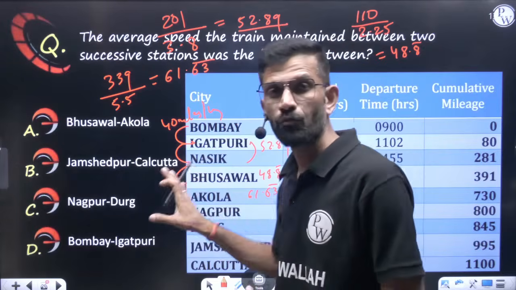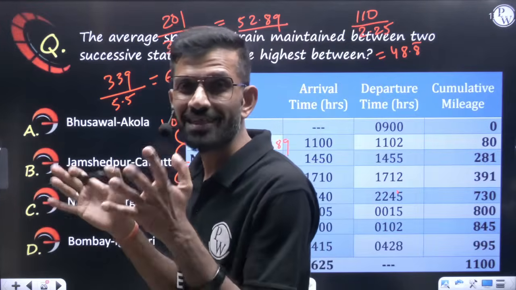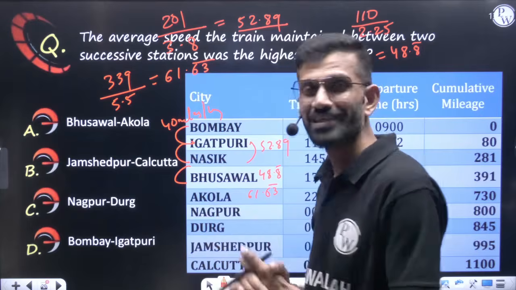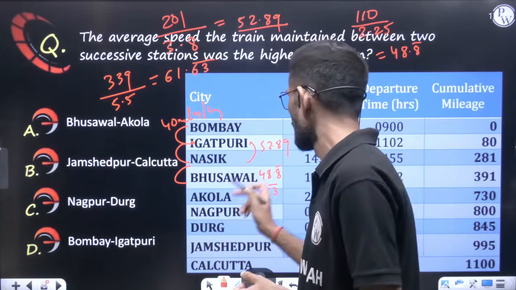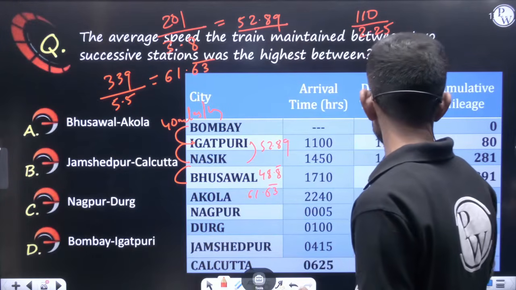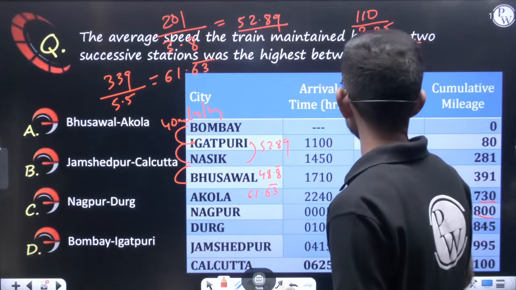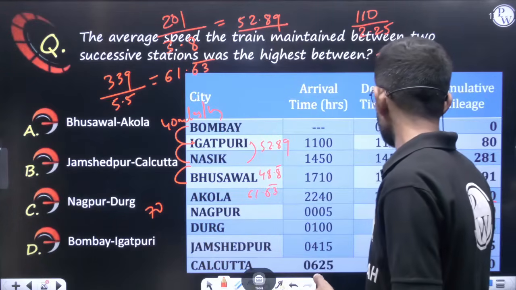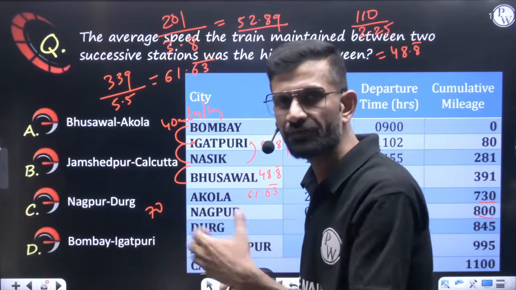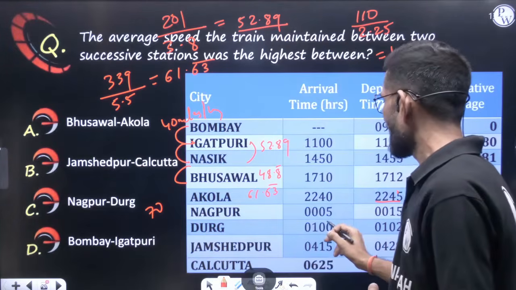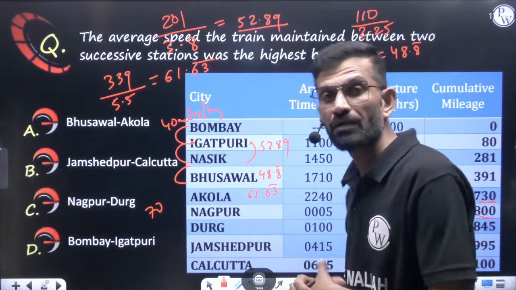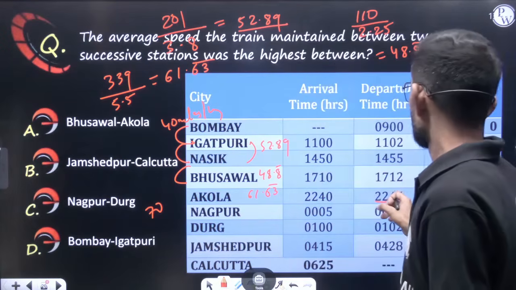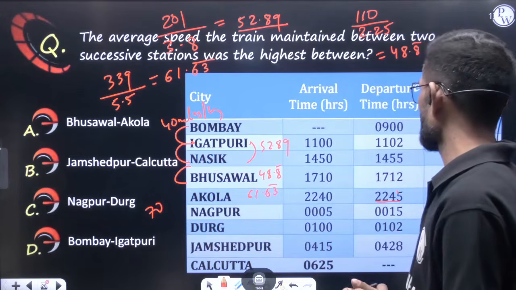Up till now, whatever we have understood, longest run means highest speed. Up till now this is only the highest speed. Let's compare further. Akola to Nagpur: Akola it started at 730 and reached 800, so 70 miles is the distance. It started from Akola at night 10:45, 15 minutes less than 11, and reached Nagpur at night 12:05. So my dear friend, they are covering 70 miles in this time.